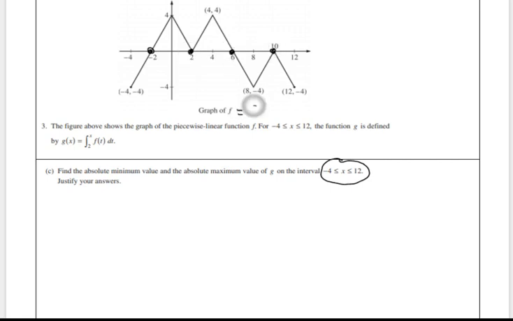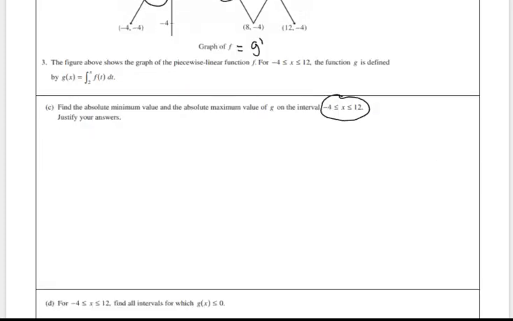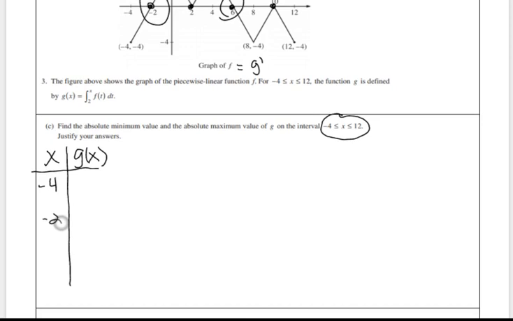And since this is the graph of f, which is really the graph of g prime, we're just going to look at those x-intercepts. But more specifically, in order for it to be a min or a max, we know that the first derivative has to change signs. And at 2 and 10, we know that it doesn't. So we really only have to worry about using -2 and +6 in our table, in addition to our endpoints. So we're going to have x, g of x, and we're going to start at -4. We're going to have a critical value at -2, +6, and then 12.